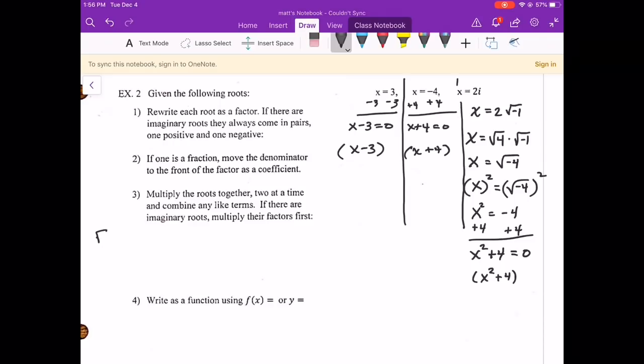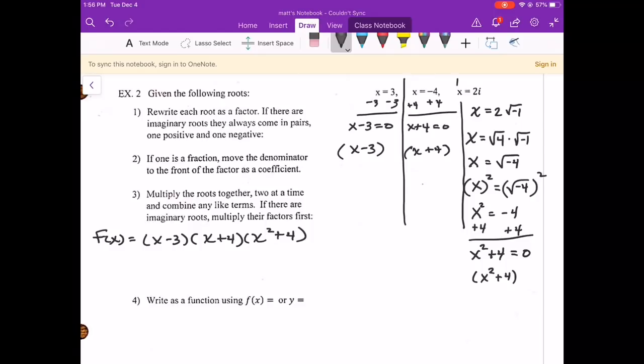So we're looking at f of x is equal to x minus 3 times x plus 4 times x squared plus 4. So I'm going to do like I did in the previous example. I'm going to multiply the first two factors together, x minus 3 and x plus 4. I'm going to do double distribution, or FOIL. And then once I get a trinomial for those guys, I will multiply it by the last factor. All right, here we go.